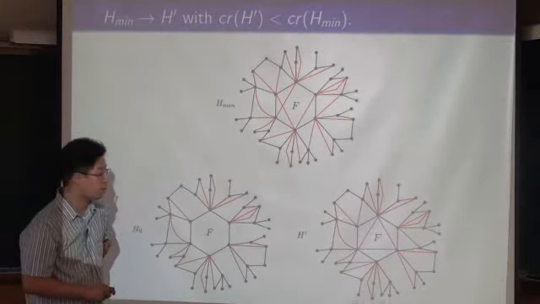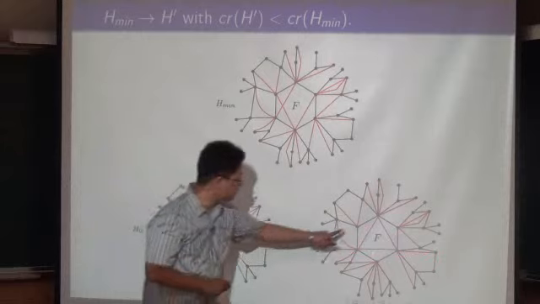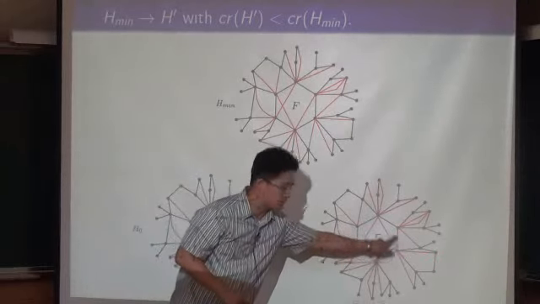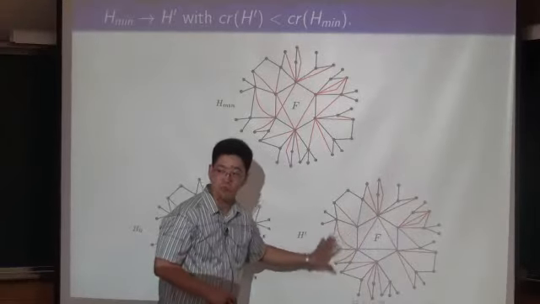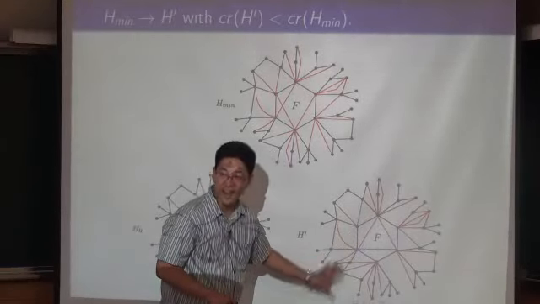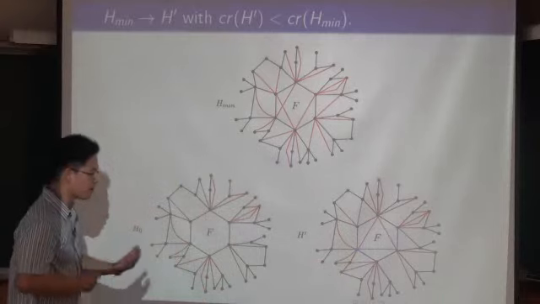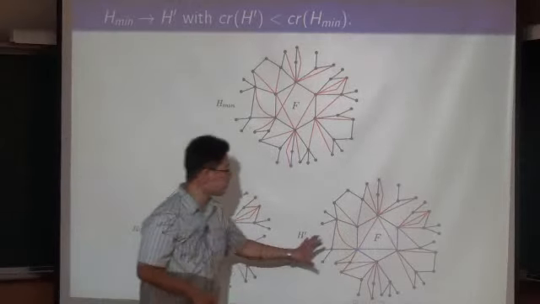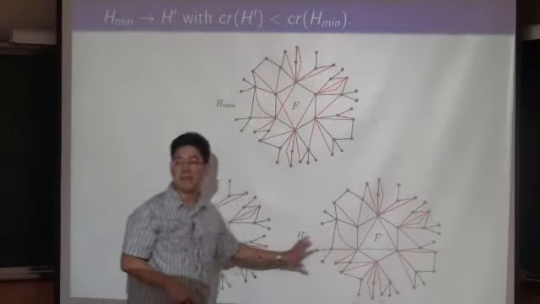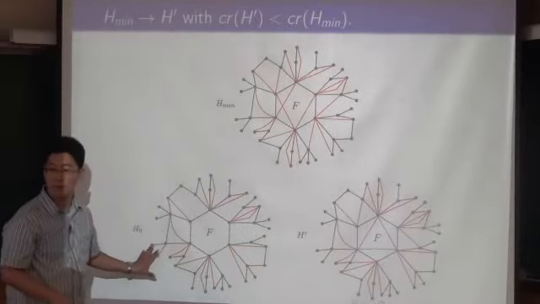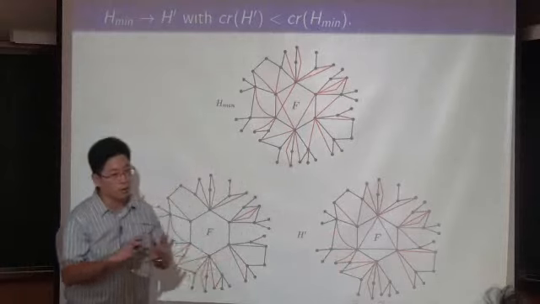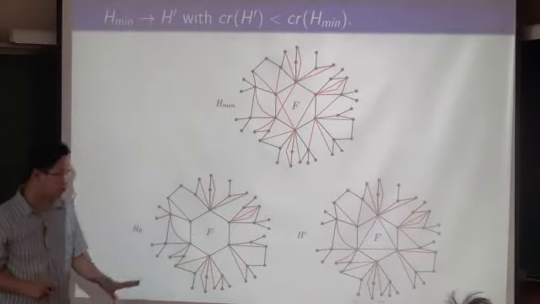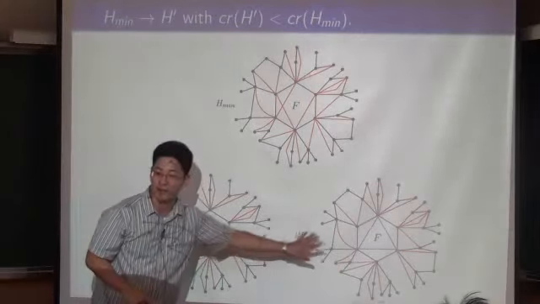Okay, because we added the red edges of these vertices, right? So this is a member of F(G), right? And let's compare the crossing numbers. The crossing number in H prime will be the same as the crossing number of H0, because when we add some red edges, there was no edge crossing, right? So the two crossing numbers will be the same.